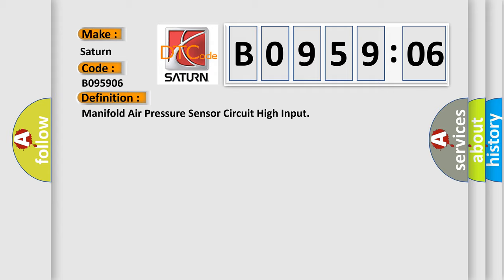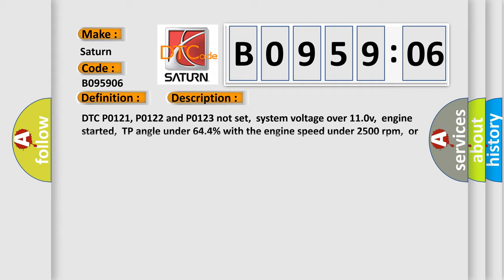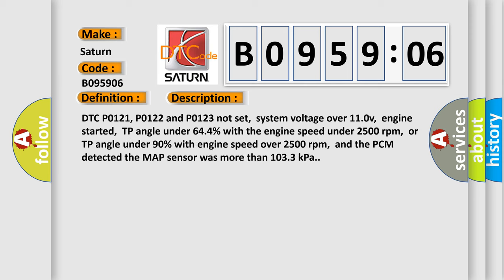And now this is a short description of this DTC code. DTC P0121, P0122 and P0123 not set, system voltage over 110V, engine started, TP angle under 644% with the engine speed under 2500 revolutions per minute, or TP angle under 90% with engine speed over 2500 revolutions per minute, and the PCM detected the MAP sensor was more than 1033 kilopascals.